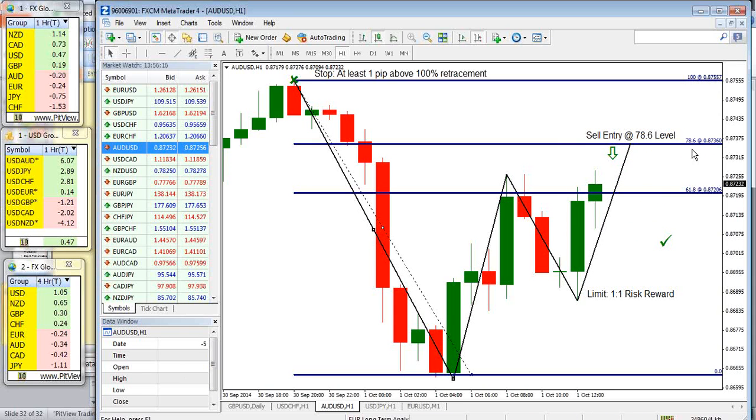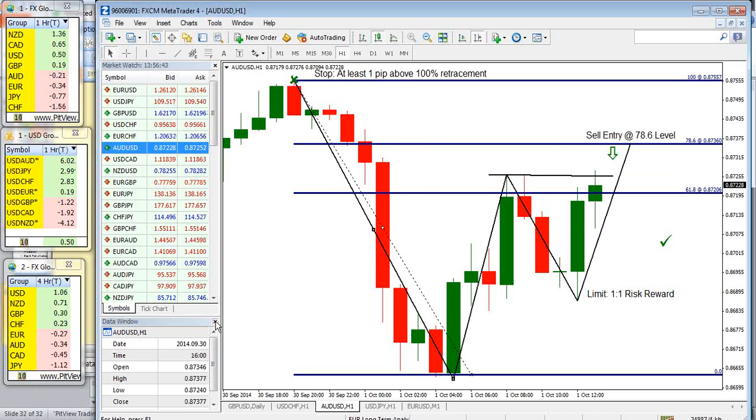I'd be a seller right here at the 78.6 level. And if it gets close to it and it starts turning, this high right in here, we have a confirmed C correction. If it gets even close to the 78.6 and I start to see any type of red start to come into play, I might go ahead and get into it and still put my stop up here and look for a one-to-one risk reward based on the difference between my sell entry and my stop.